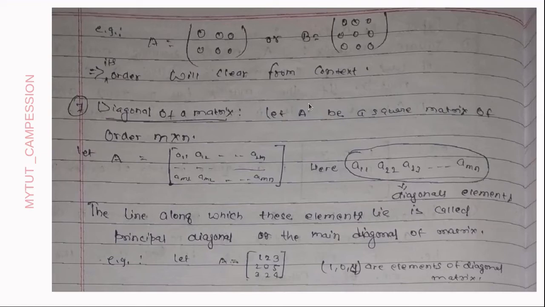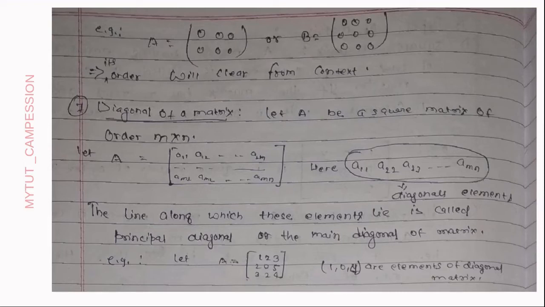Now we will discuss diagonal of a matrix. Another type we will see is the diagonal of a matrix. Let A be a square matrix of order m cross n. Okay, here A is a square matrix of order m cross n.